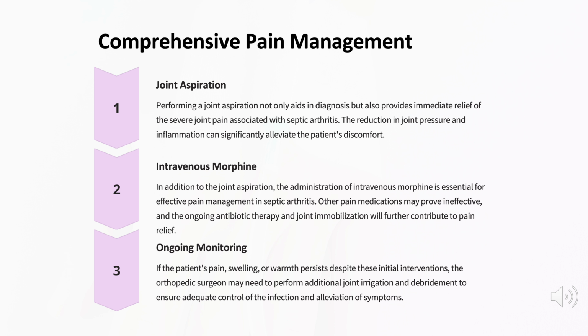Pharmacological intervention. Intravenous morphine administration is crucial for effective pain management in septic arthritis cases. Other pain medications may prove less effective, but the ongoing antibiotic therapy and joint immobilization further contribute to pain relief.